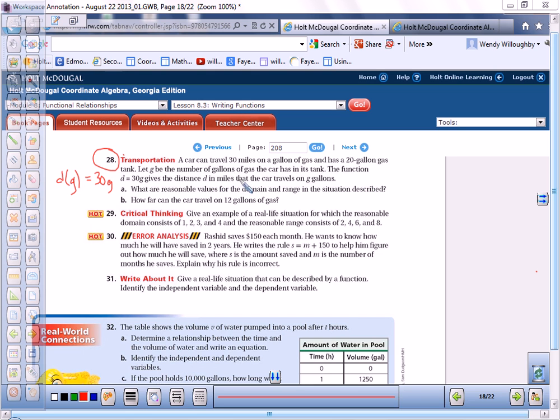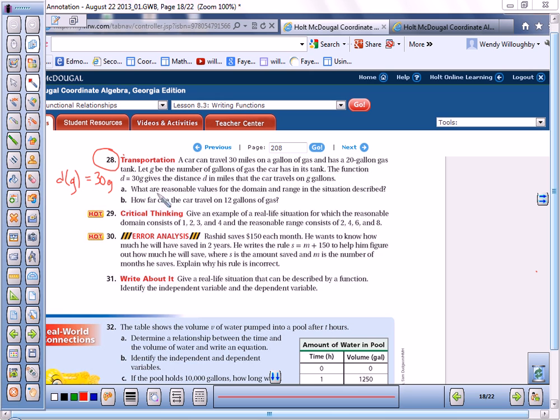Okay, so we get 30 miles to the gallon, and G represents the number of gallons we currently have in the tank. So D represents the distance we can travel given the number of gallons. A, what are reasonable values for the domain and range in this situation?